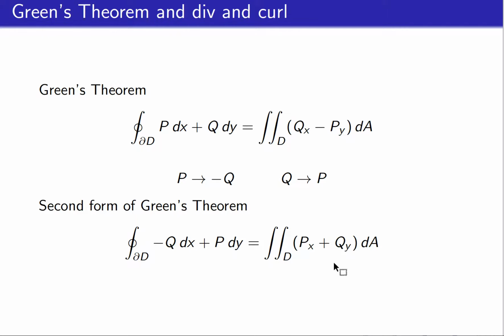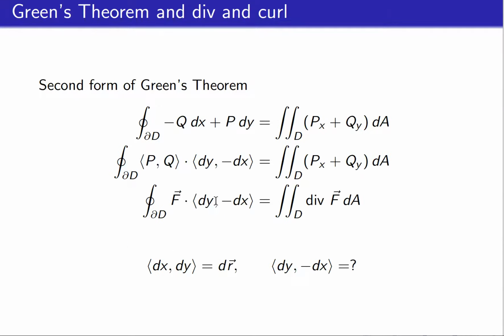And over here, we have something weird. Let's look at that. I can rewrite that as P comma Q dotted with dy comma negative dx. So this is dy compares with P, and negative dx pairs with Q, like this. So in other words, this is F, and like I said, this is the divergence of F. So the question is, what is this thing? We know dx, dy, that's dr vector. What is this thing?